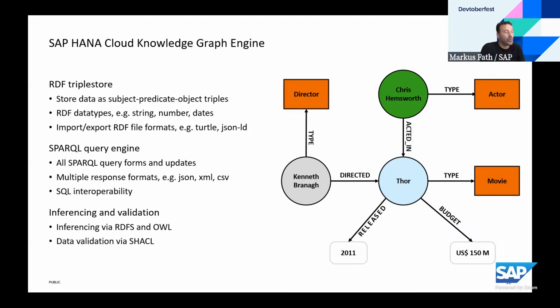And we do support multiple response formats, which is also part of that RDF and SPARQL specification. So of course, we can produce CSV, we can produce JSON, and all that is easily consumable in the application space. But most interestingly, probably, we do offer full SQL interoperability. So you can run SPARQL queries on your knowledge graph and join it or add SQL statements. And this is very, very powerful.